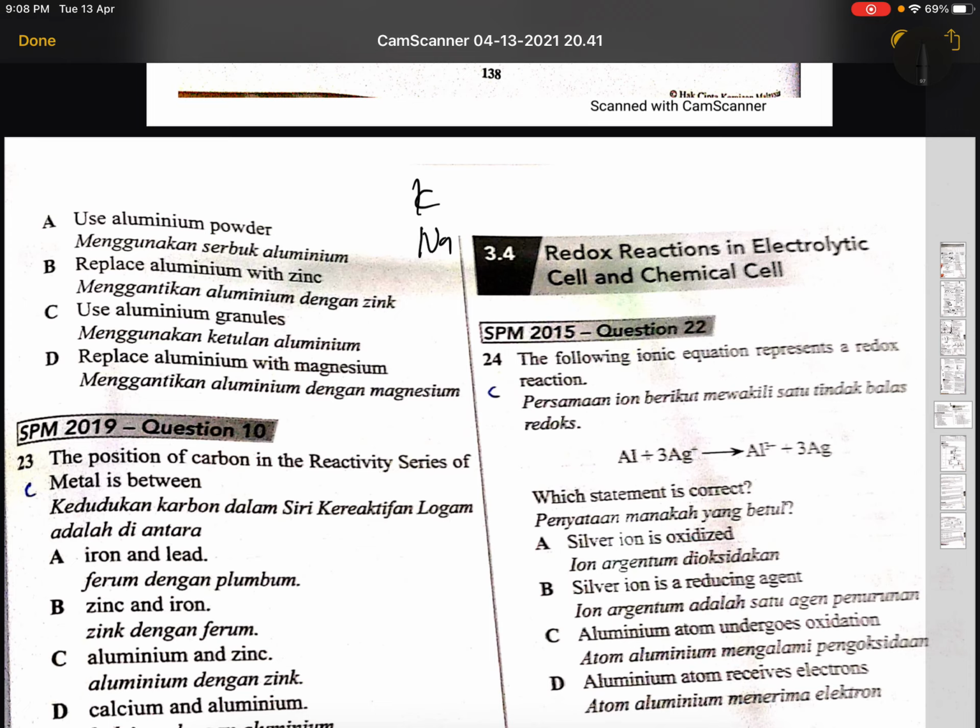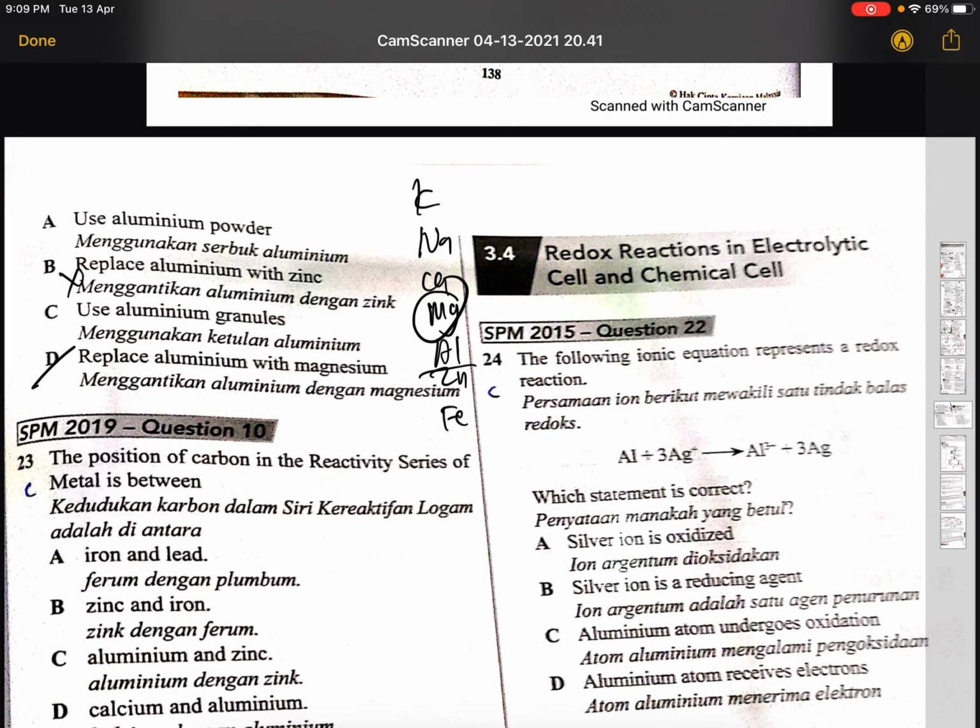Okay, so let's see why. Potassium, sodium, calcium, magnesium, aluminium, zinc, iron, and so on. Okay, zinc is lower than aluminium, so it's going to produce a less vigorous reaction. So you don't want to use zinc, but we can use magnesium because magnesium is more reactive than aluminium. So if it's more reactive, it will produce more heat. So that's why we have to replace aluminium with magnesium.